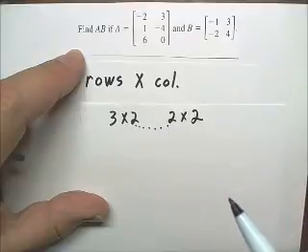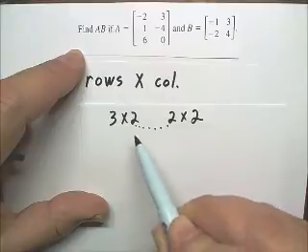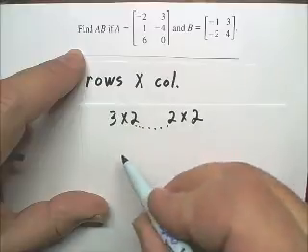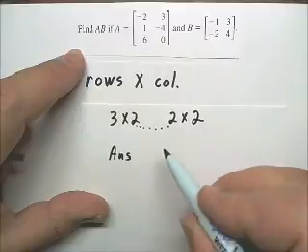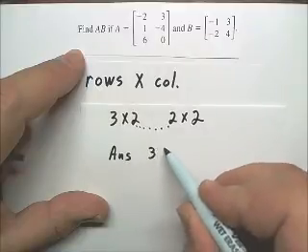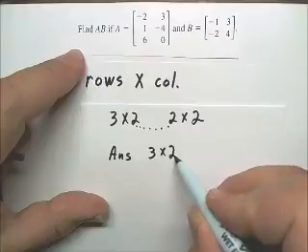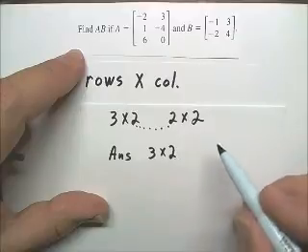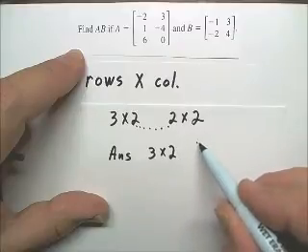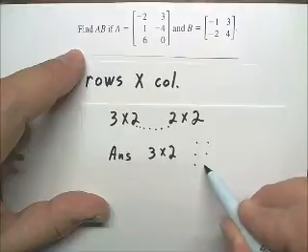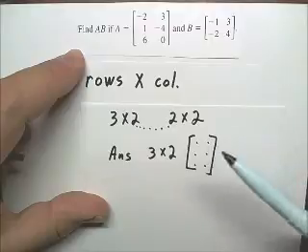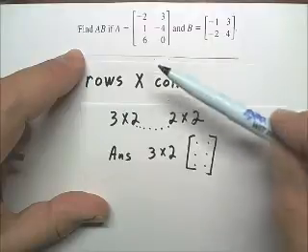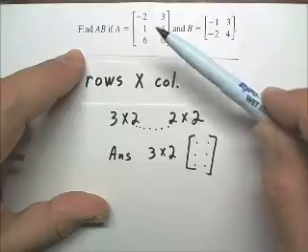Now, because those two numbers are equal, because they're both 2's, the matrix multiplication is possible, and the answer is going to be a 3 by 2 matrix. See, three rows and 2 columns. That's what our answer is going to look like.